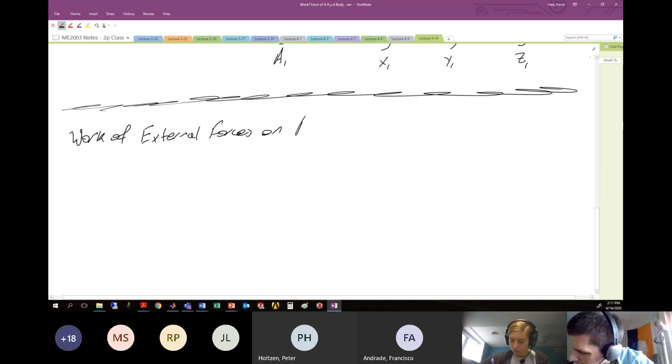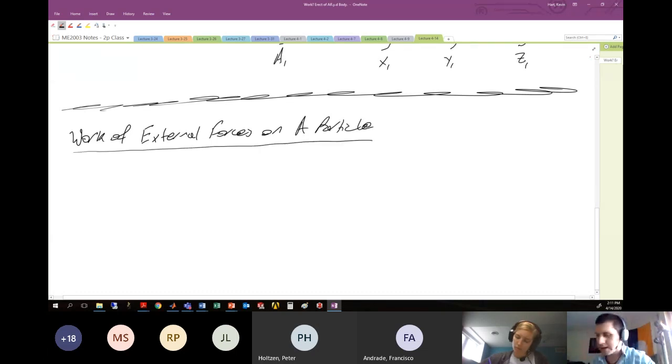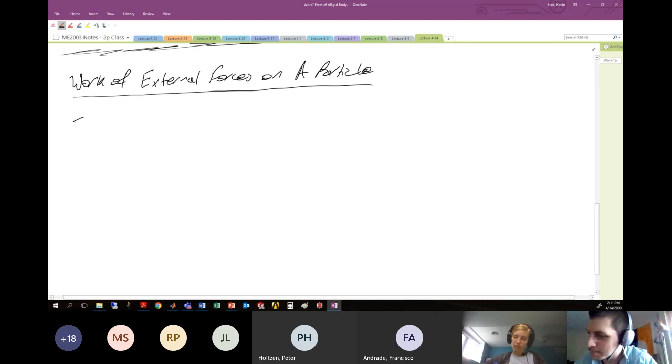And we'll start with a particle. And I'll start this off with what I think is the classic example of work of a force on a particle, and that is pulling a crate with a rope. All right, so let's start with an example, and that is pulling a crate.